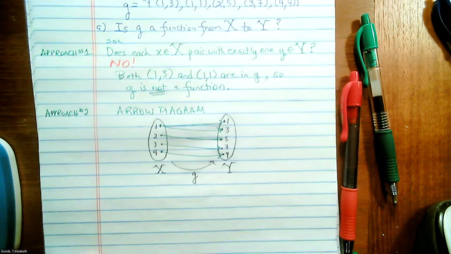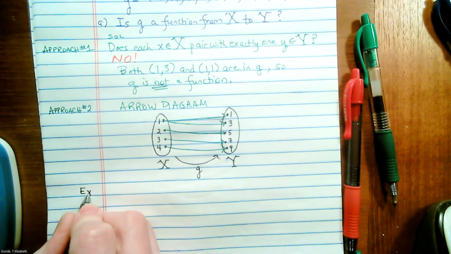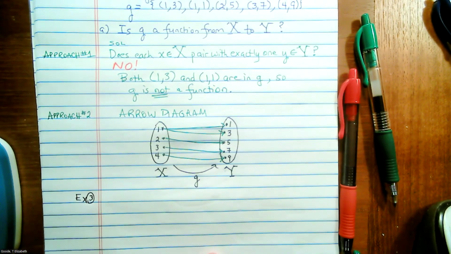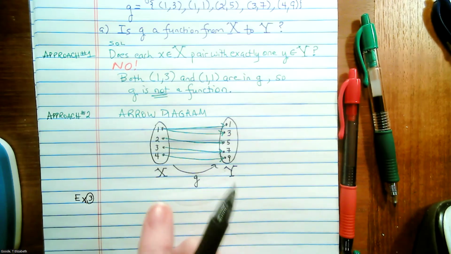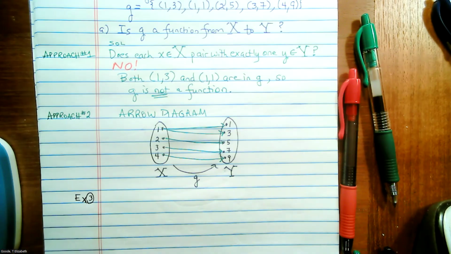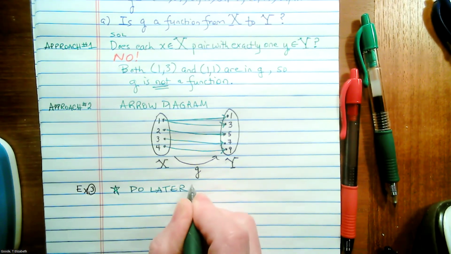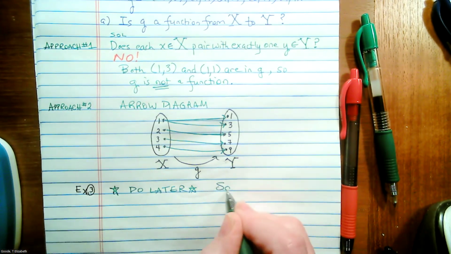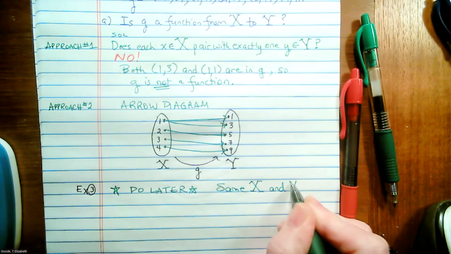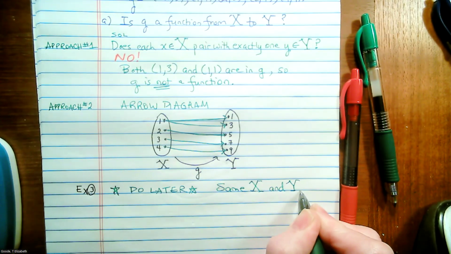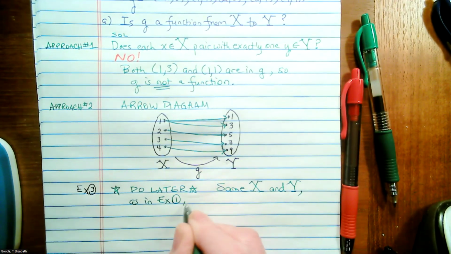So a do later would basically ask you to explore, we'll call it example 3, the other thing that can go wrong, and that would be if there are elements of the domain that don't get mapped anywhere. So you can keep that in mind as you answer the same question in this do later. We'll just use the same X and Y that we've been using so far. I don't need to rewrite those. You know what they are. And that's as in examples 1 and 2, okay?